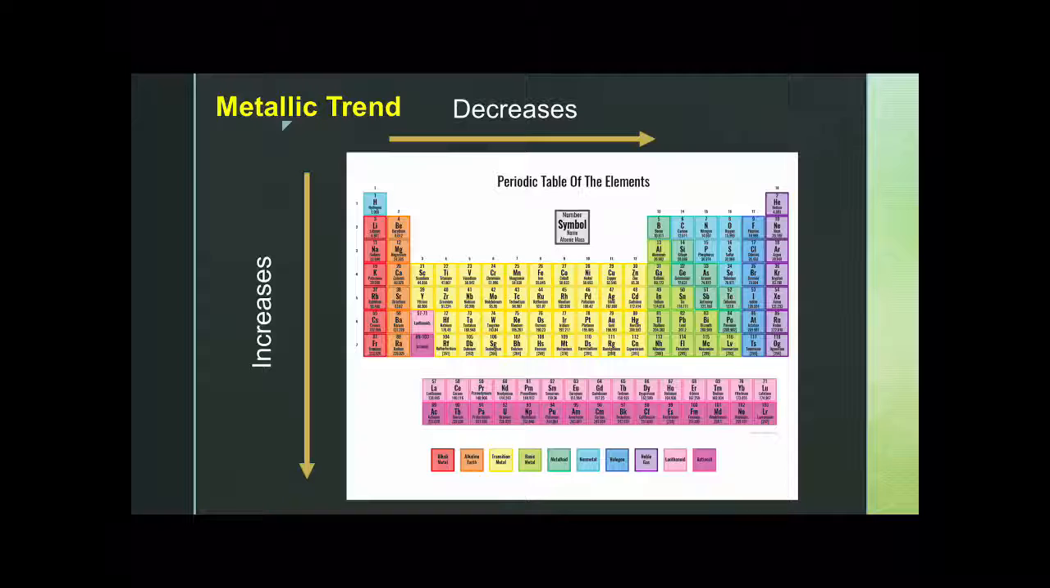So you might be thinking, okay, how can I determine this? So I'll give you this. Another definition for metallic character can be how readily an atom can lose its electrons.